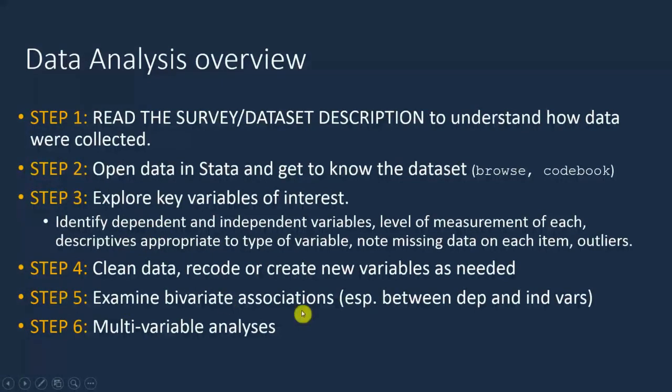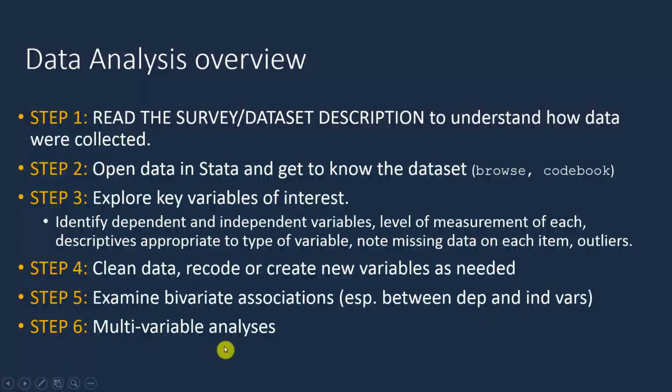Then we move on to bivariate associations. So we would look at the raw association between the number of organizations a student is in and the number of friends that they have, as an example. So starting with the bivariate, or two-variable, association, for example, the key dependent variable and the key independent variable.